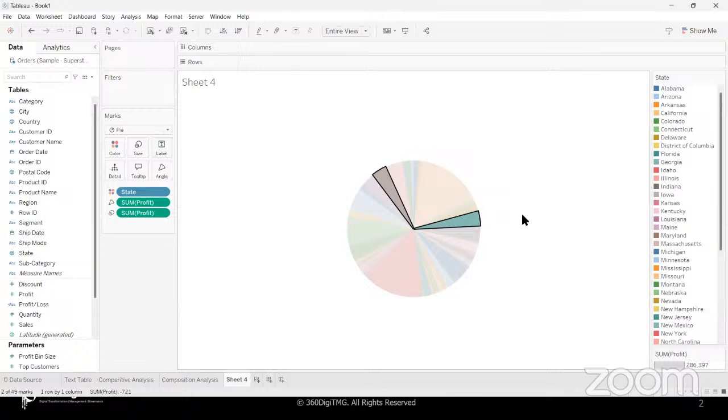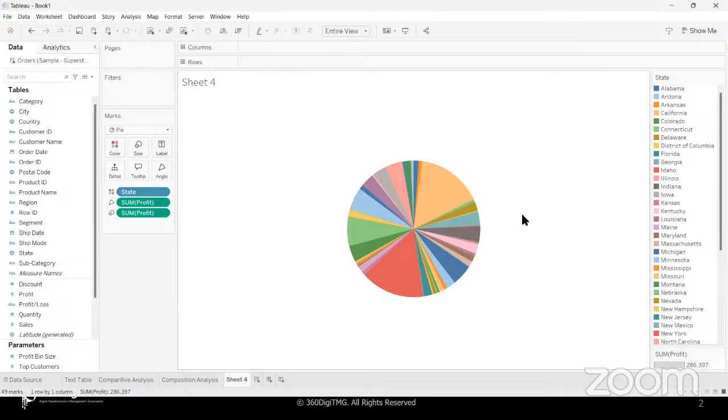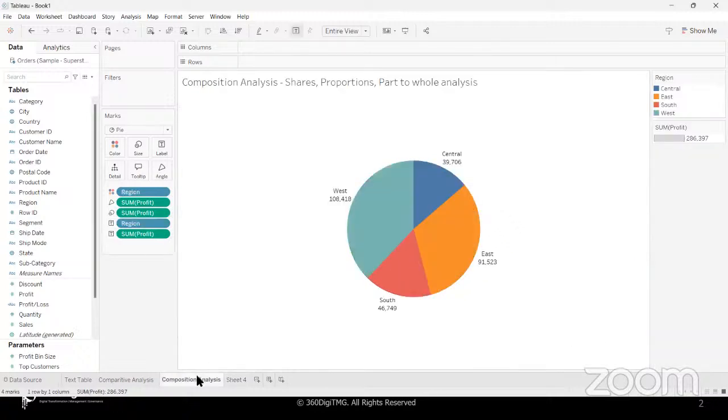Okay, so what are the scenarios where you should not create a pie? When the slices are more than 8. When some of the slices are so thin that it is very difficult to even recognize their presence. And when you have negative values also along with positive. So this is an example of when you should not create a pie. And this is an example of when you should create a pie.